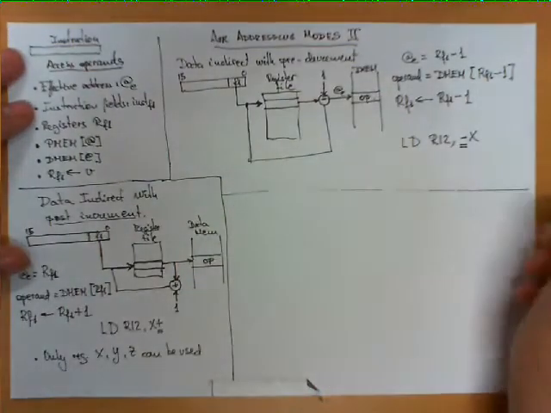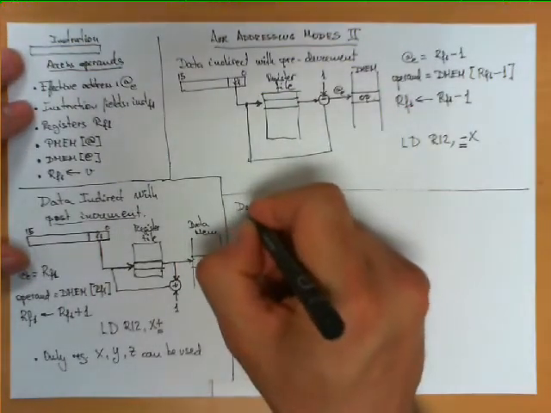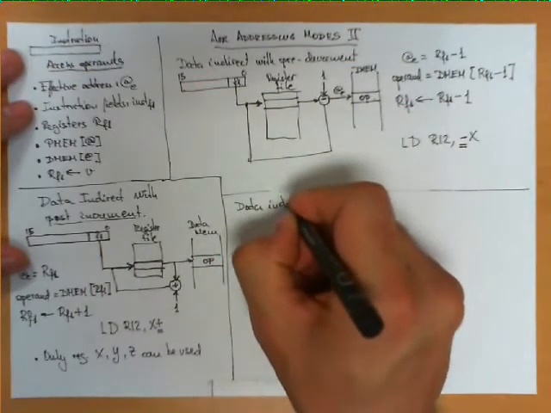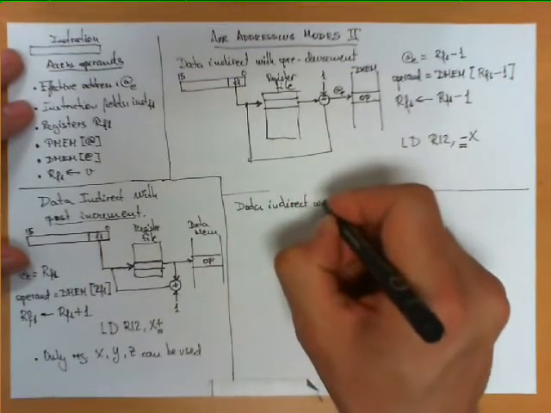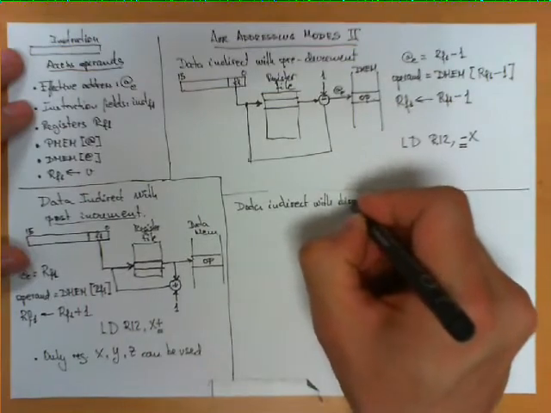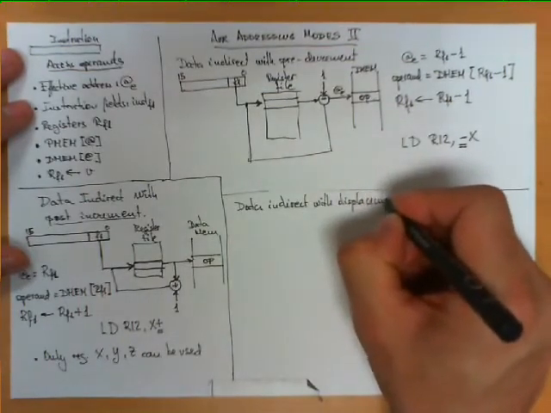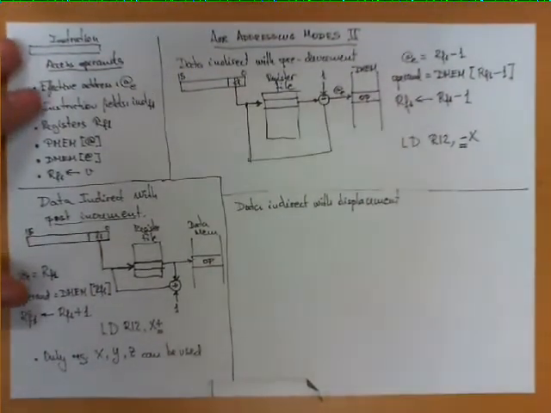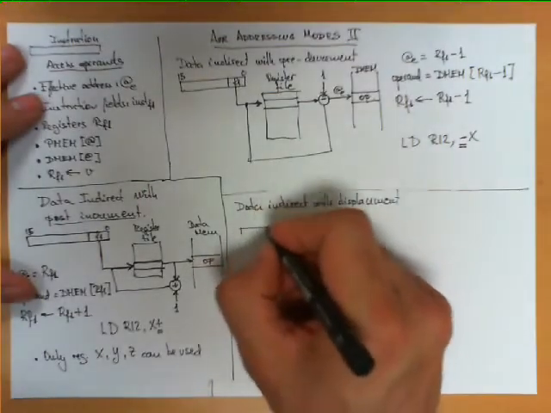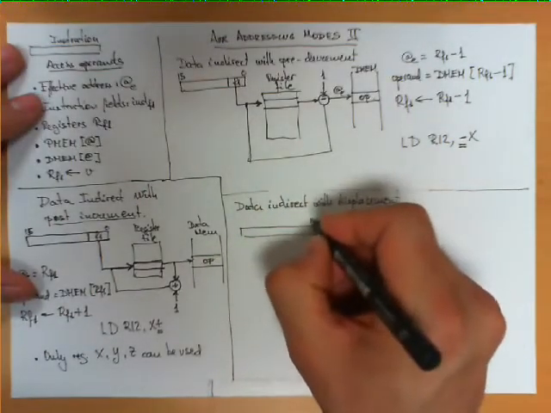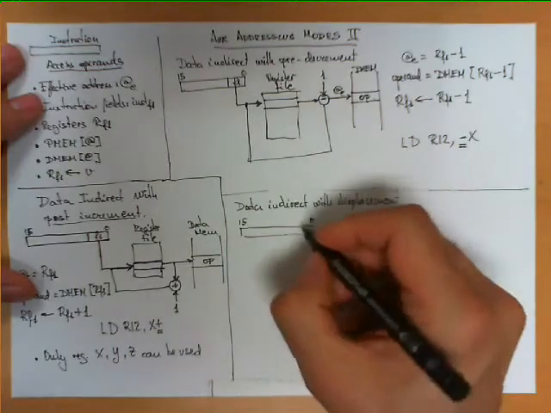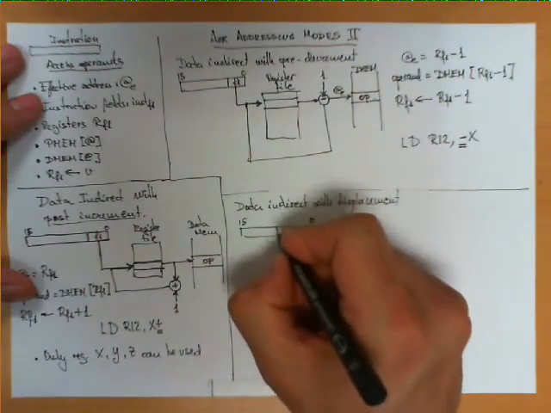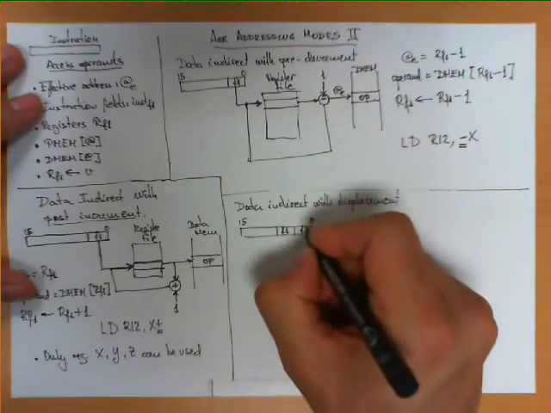And the next addressing mode that we're going to describe is called data indirect with displacement. And this is a very interesting one. In this case, the instruction has again 16 bits, but now we have two fields. Let's call them F1 and F2.